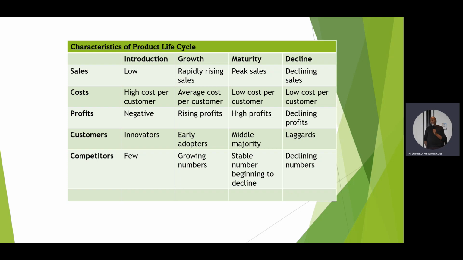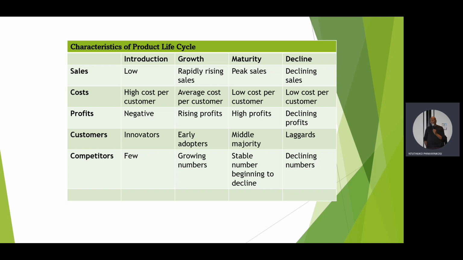And then customers, under introduction, you will get innovators, the people that will buy your product to explore, to actually do something else with it. And then under growth, you will find early adopters, the people that want to be first. They always want to be first. And then under maturity, there is the majority. And then under decline, there are laggards, the people that will wait until the prices drop and then they buy that particular product.